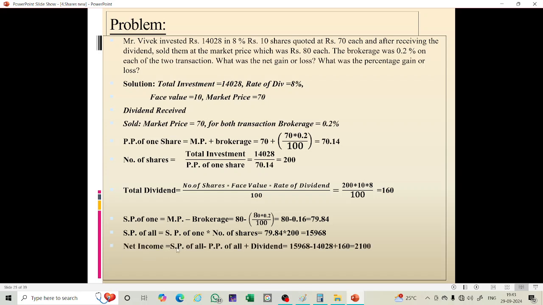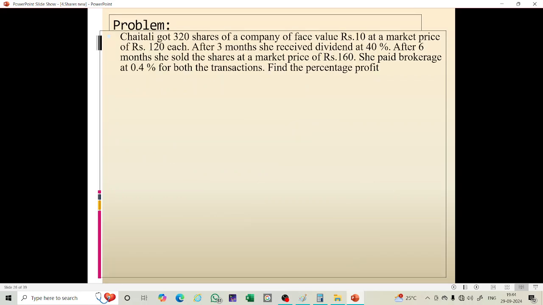So net income, or you can say net gain, is selling price of all shares minus purchase price of all shares plus dividend. If we use all these three values here, we get net income, and after this rate of return is nothing but net income upon purchase price of all, or we can say total investment, into 100. So 2100 upon 14028 into 100. From this we get rate of return. So this will be in percent. So 14.97%, this is the final answer. So rate of return is 14.97%.